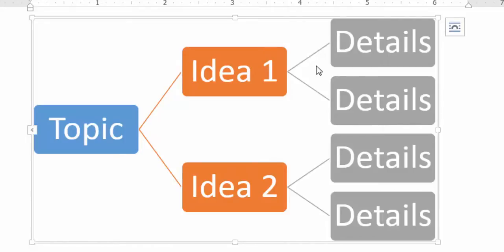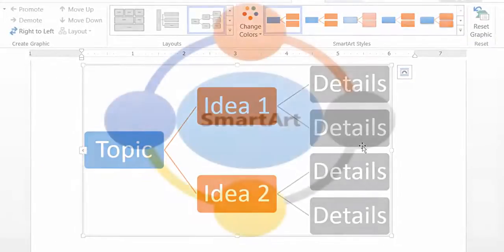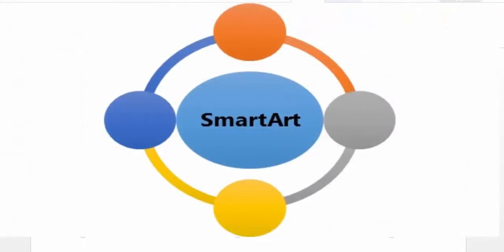So there you have it, a quick way to brainstorm with colors and images, all from a little hidden gem in Microsoft Word called SmartArt. Yes, I can feel the brainstorm coming now.